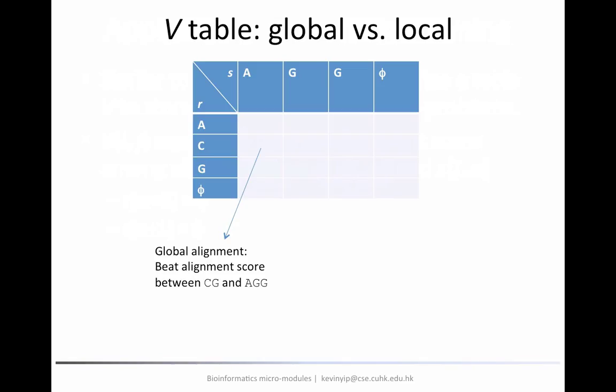To illustrate the idea, let us use this very simple example. Suppose we are aligning ACG with AGG. For the cell that we are pointing at right now, for the global alignment case, it means the best alignment score between CG and AGG. How do we know it's CG and AGG? Because it is for the suffix starting at that position for R, which is CG, and the suffix starting at that position for S, which is AGG.